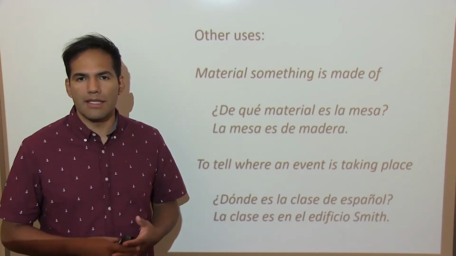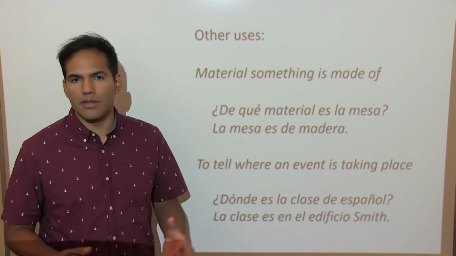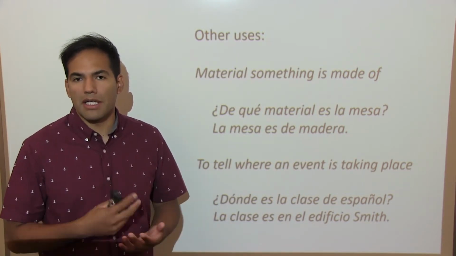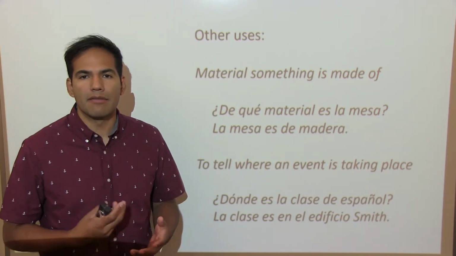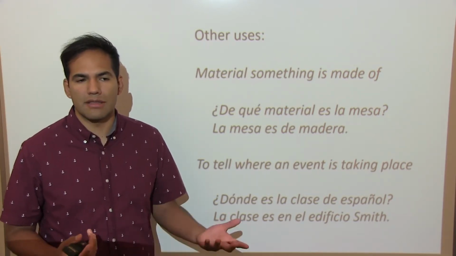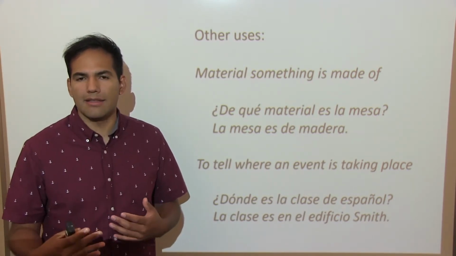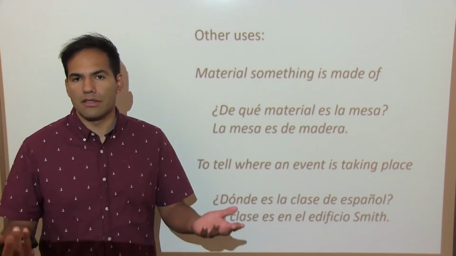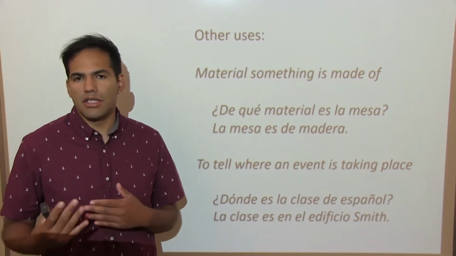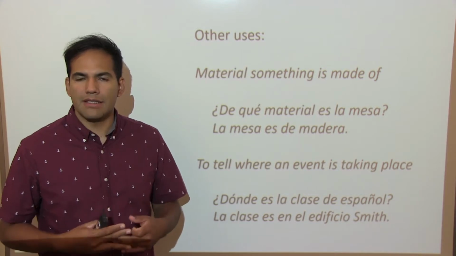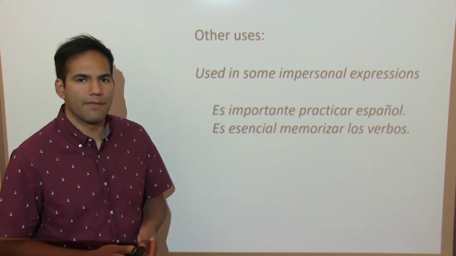So this is the only exception where, instead of using estar, which we use to talk about locations, we're going to use ser. So whenever talking about an event or something that is happening, remember to use ser. For example, if you're going to a concert, you could say el concierto es en el auditorio. So the concert is at the auditorium. So just remember that. When an event is taking place, don't use estar, but use ser.